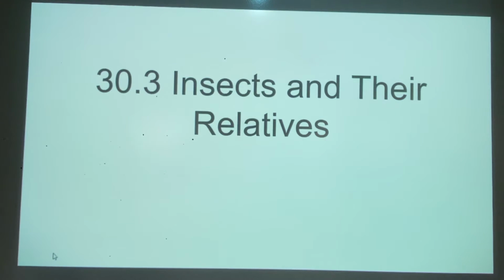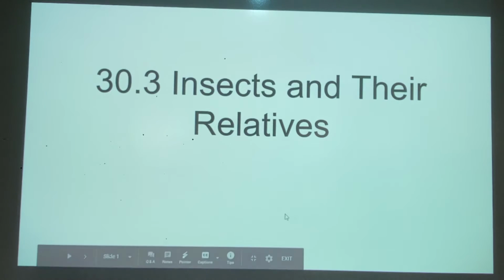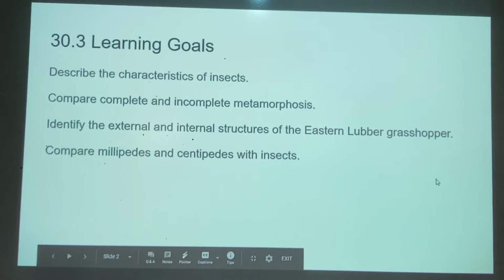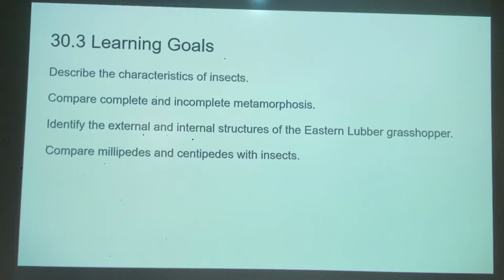Okay, so you should have 30.3 insects and their relatives in front of you. By the end of this section, hopefully you are able to describe the characteristics of insects. You're going to compare complete and incomplete metamorphosis. We're going to identify the internal and external structures of the eastern lubber grasshopper, which will be at the end in that up close section that you get from the textbook.